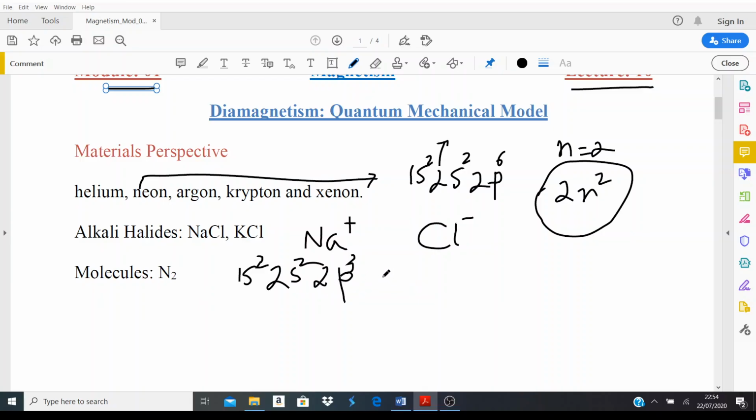So in this closed shell structure, the atom shows diamagnetic behavior. I told you that usually diamagnetism exists in all sorts of atoms, but there are other magnetic effects which overwhelm the diamagnetism. That's why, to observe diamagnetism, you need to consider an atom with closed shell structure, right?